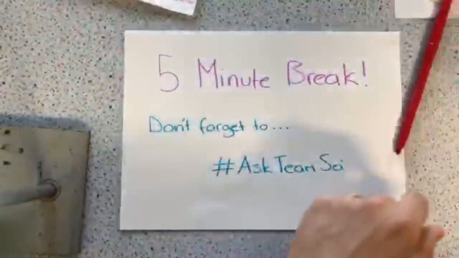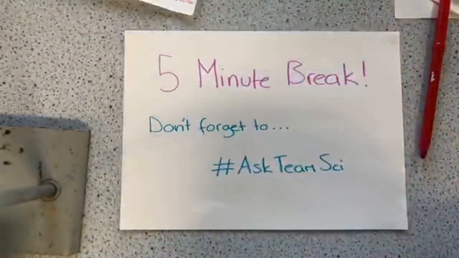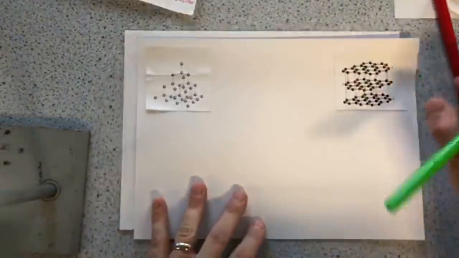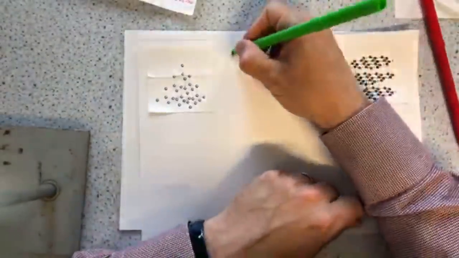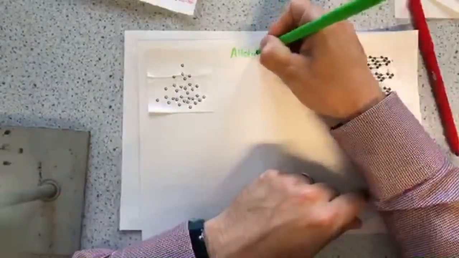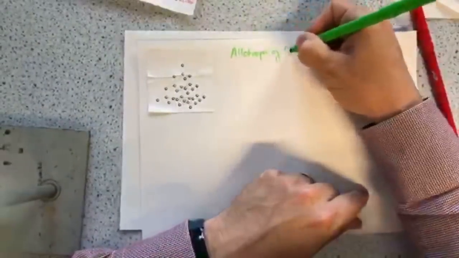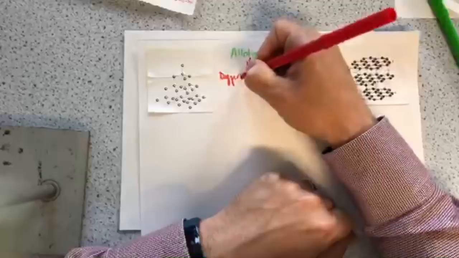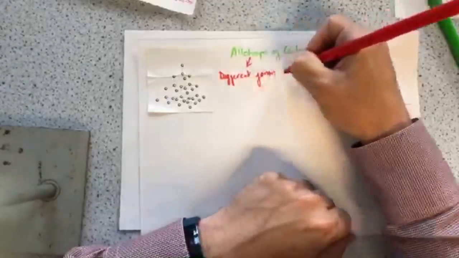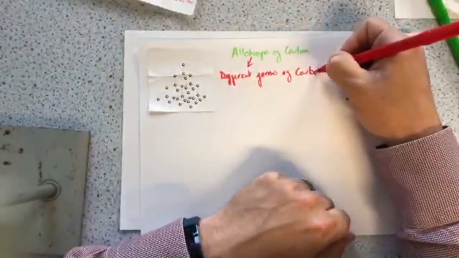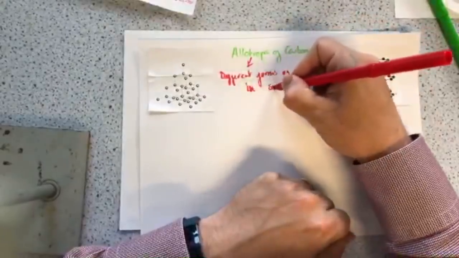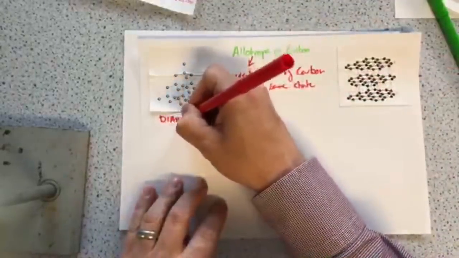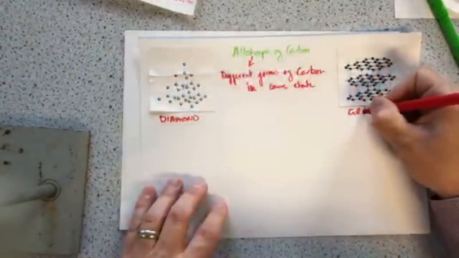The next thing I want to look at are these different types. These are allotropes of carbon. Allotrope means that these are different forms of carbon, but in the same physical state. So they are both solids. This here is diamond, and this here is graphite.